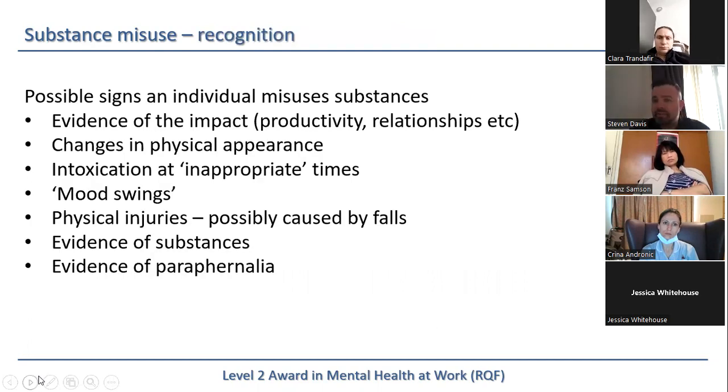So recognizing somebody who's on a substance: misuse, evidence of impact on productivity or relationships. What we tend to say, if we're talking to somebody, the way that we would in our minds diagnose this as a problem, is if it affects their relationships, if it affects them financially, or if it affects their health and wellbeing, then it's normally a substance misuse problem. Okay, so that's what we would describe as substance misuse.